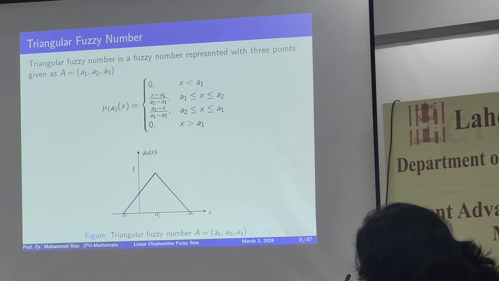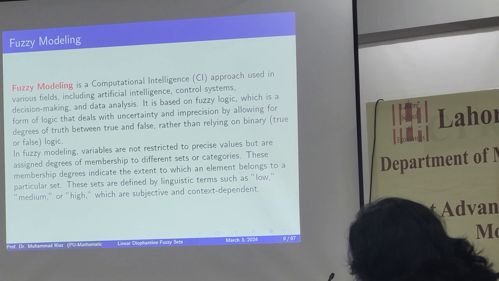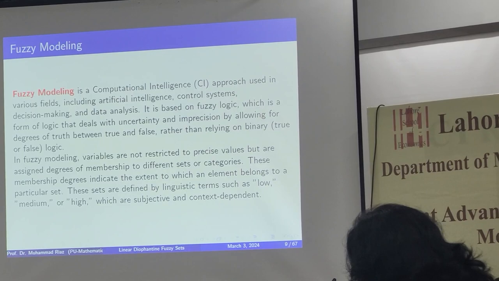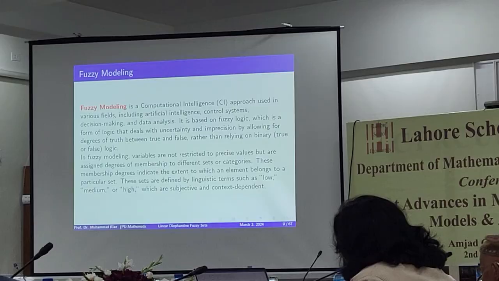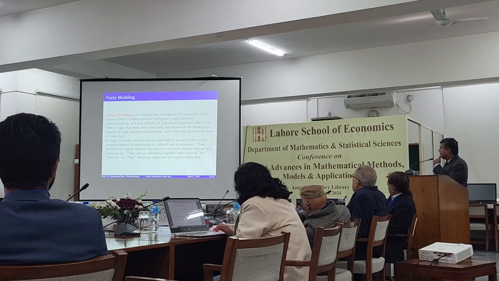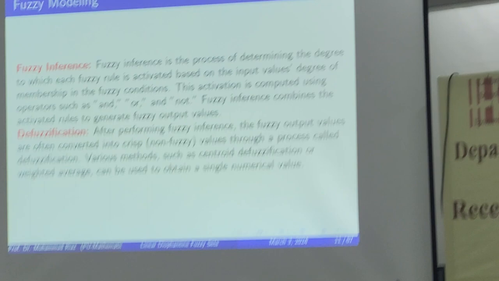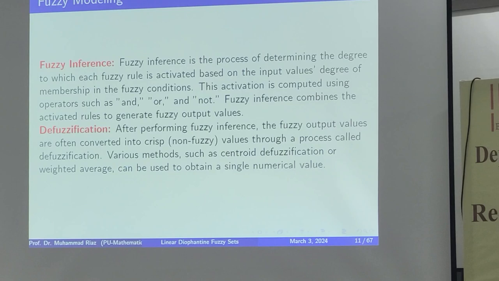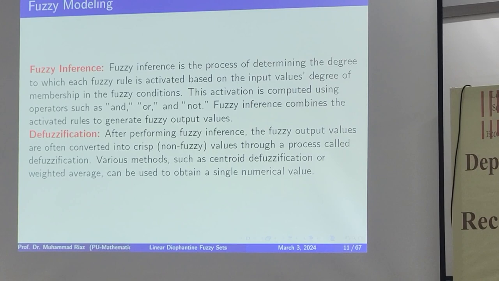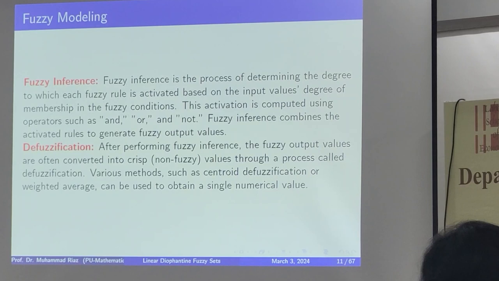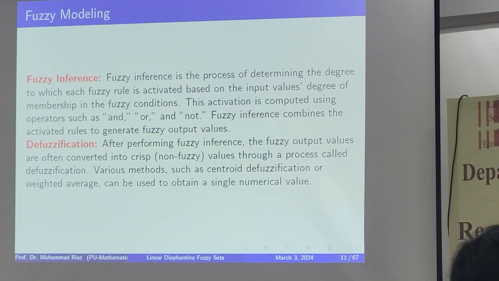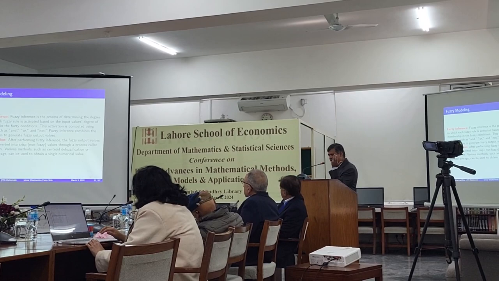So next we discuss some ideas of fuzzy modeling. Fuzzy modeling is a computational intelligence approach, and it is used in various fields. In fuzzy modeling, we have to discuss fuzzy sets, fuzzy rules, fuzzy inference, and defuzzification. There are some well-known defuzzification methods. One of them was developed for the fuzzy washing machine. The fuzzy washing machine is the best example of fuzzifying our data and defuzzifying. The researchers have developed fuzzy logic controllers and things like that.